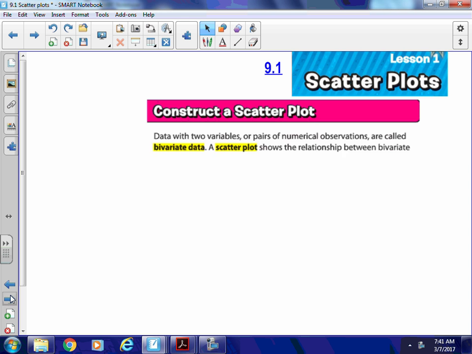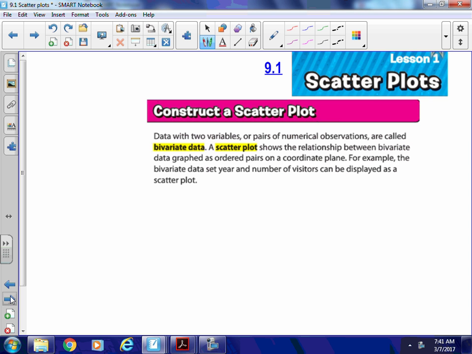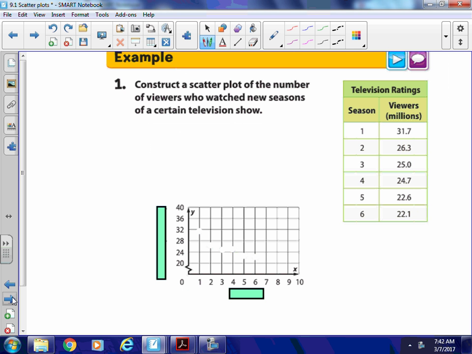Data with two variables are called bivariate. Two variables, they're bivariate. A scatter plot shows the relationship between bivariate data graphed as ordered pairs on a coordinate plane. For example, the bivariate data set year and number of visitors can be displayed as a scatter plot. So we're going to take our two sets of data and plot them on the x and y axis.